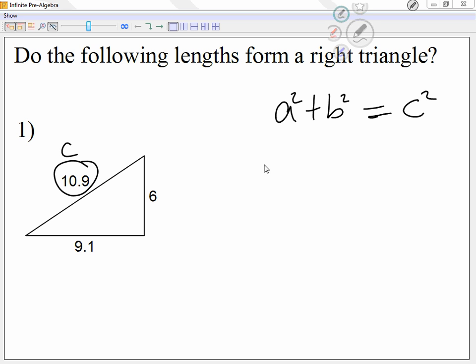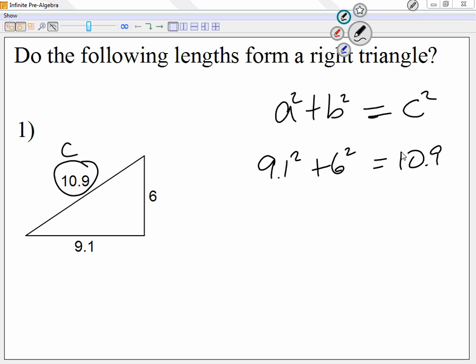So what I'm asking you guys here is, is 9.1 squared plus 6 squared equal to 10.9 squared? We have to figure that out. Using a calculator, let me find out what 9.1 squared is. I get 82.81. 6 squared, I know, is 36. Using a calculator, 10.9 squared gives me 118.81.